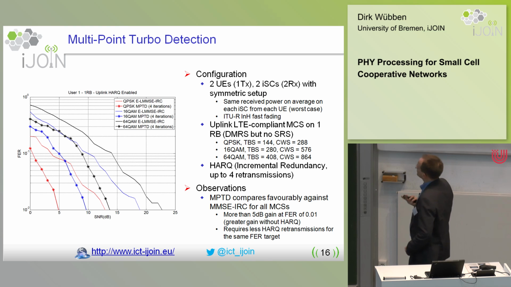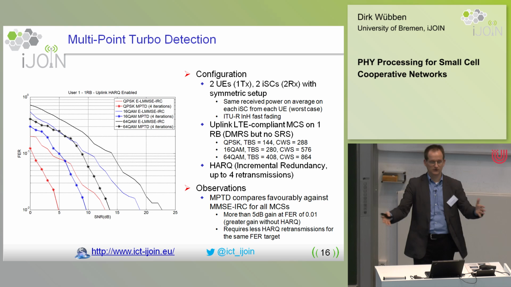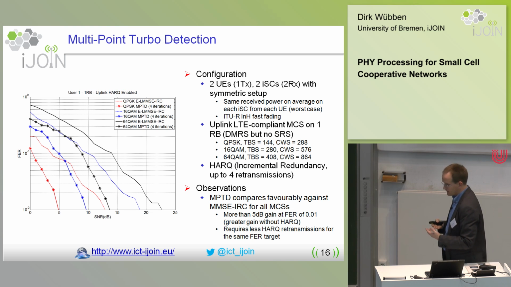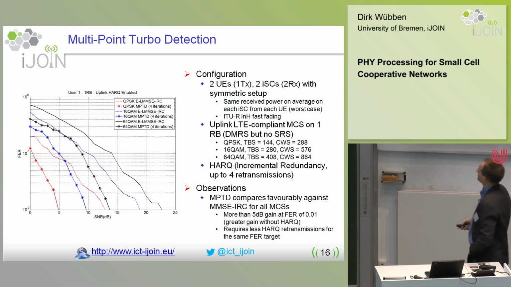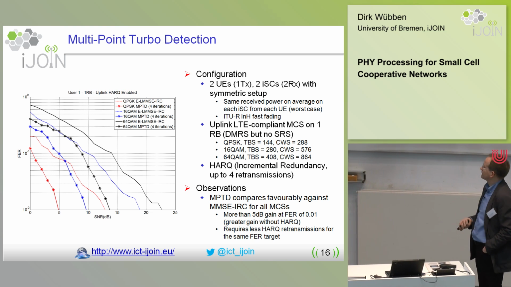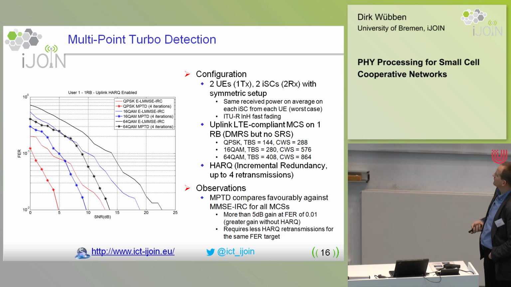So what we can really observe here is that multipoint turbo detection, so basically centralized processing, achieves some gains compared to local processing, as we were almost sure. But of course we also have to see how it scales with these implementation constraints, and here we have the corresponding implementation constraints and see roughly a 5 dB gain at a frame error rate of 0.01, and we could even achieve larger gains when we achieve more HARQ retransmissions.